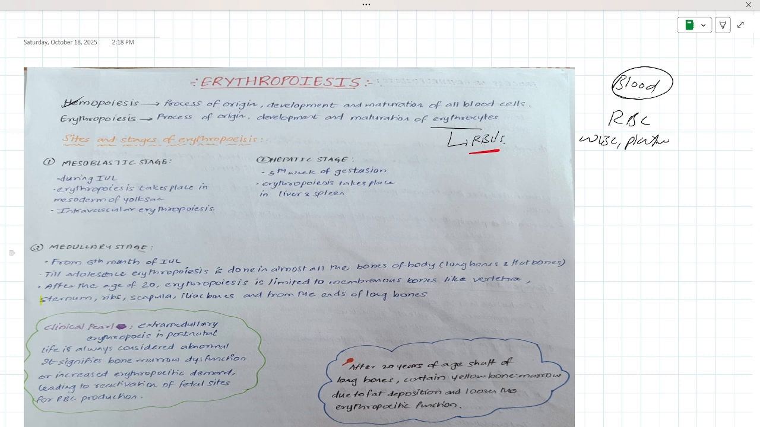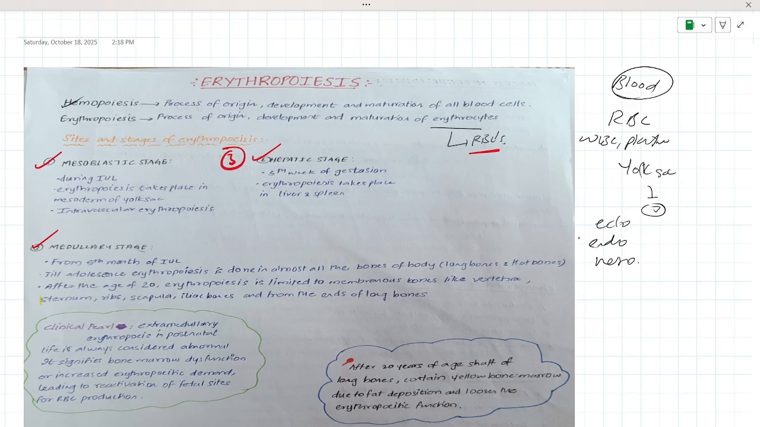There are three main stages of erythropoiesis. The first one is the mesoblastic stage, the second one is the hepatic stage, and the third one is the medullary stage. First we'll discuss the mesoblastic stage. This stage occurs during intrauterine life, IUL. And we all know that the yolk sac has three germ layers. We are reading this from our lower classes, right? The three germ layers are ectoderm, endoderm, and mesoderm.